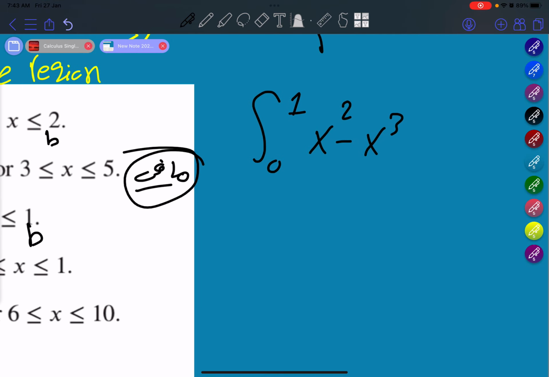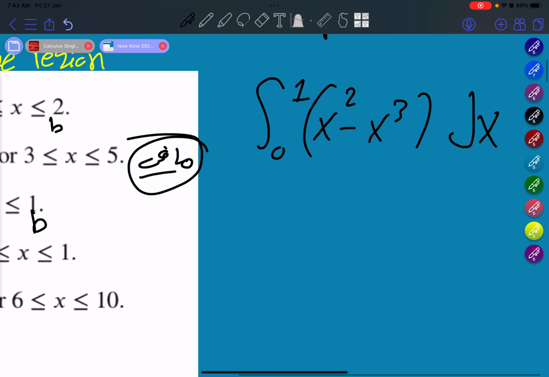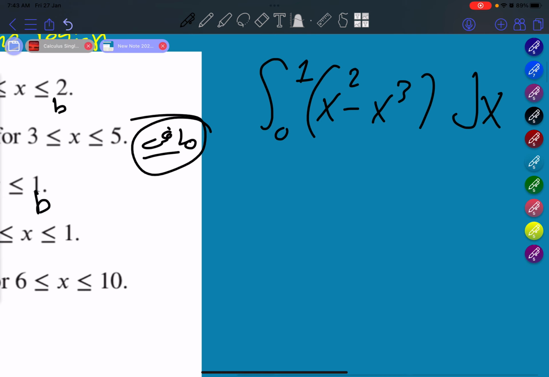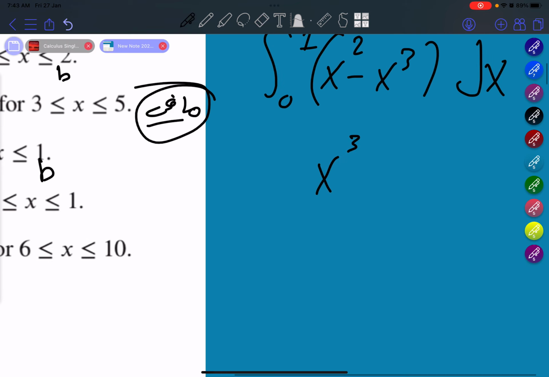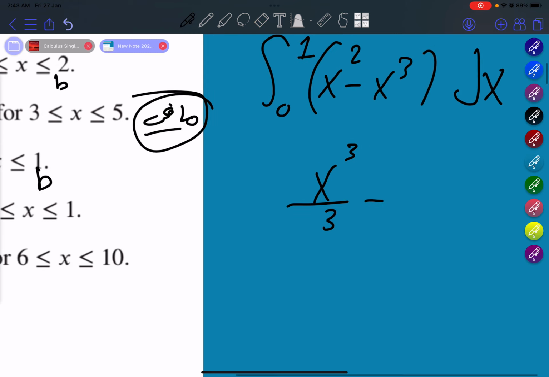Now let us integrate, with dx. Let's integrate x power 2. So x power 2, we'll add 1, as we said before, it becomes x power 3, then divide by the new power, which is 3, minus x power 3 again. This becomes 3 plus 1 is 4, obviously, and then we divide by 4.